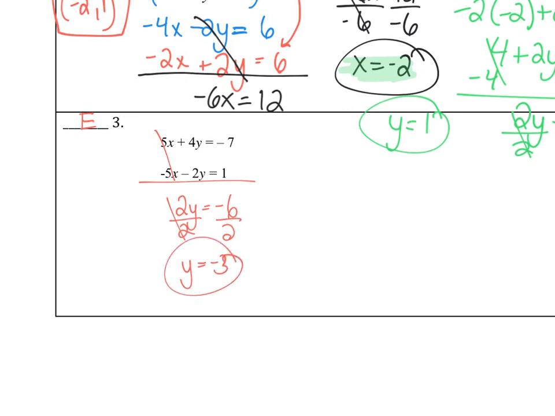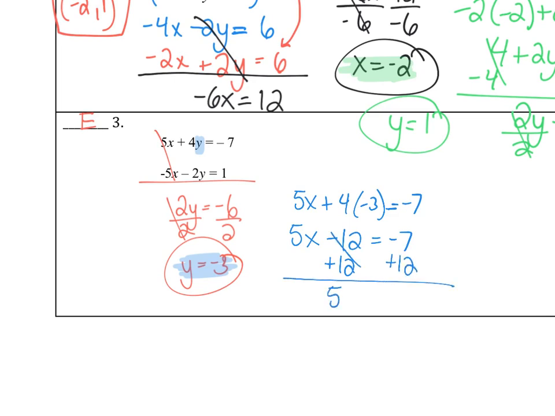Don't forget to plug that back in so you can find your x. So y is negative 3. I'm just going to plug it into my top equation because I think that might be easiest. So I have 5x plus 4 times negative 3 is equal to negative 7. 4 times negative 3 is negative 12. So you got 5x minus 12 is equal to negative 7. Then you want to get your numbers onto one side. So I'm going to add 12 onto both sides. And I have 5x is equal to 5. Almost done. Divide both sides by 5. And x is 1. So a final solution to this system of equations is 1 comma negative 3.